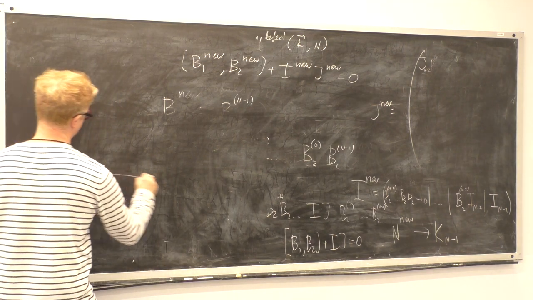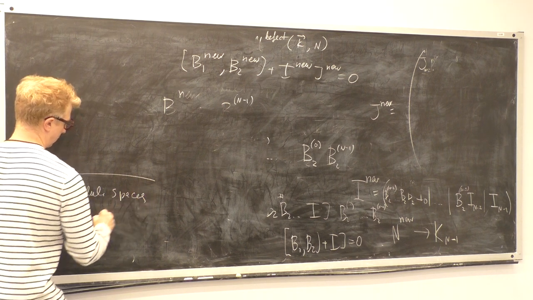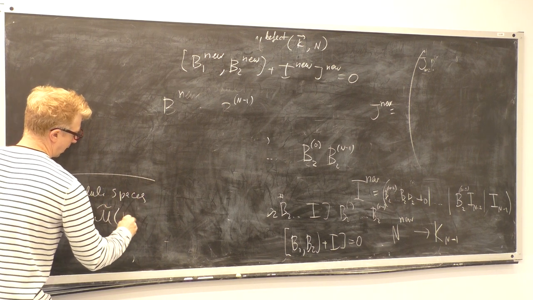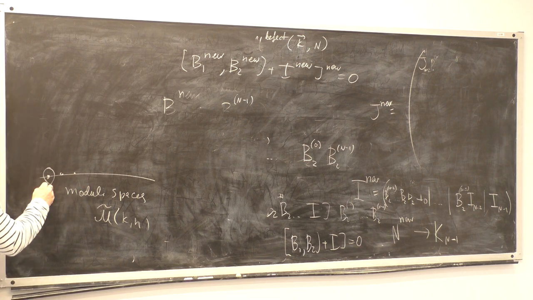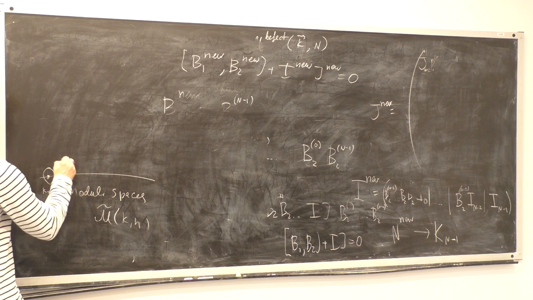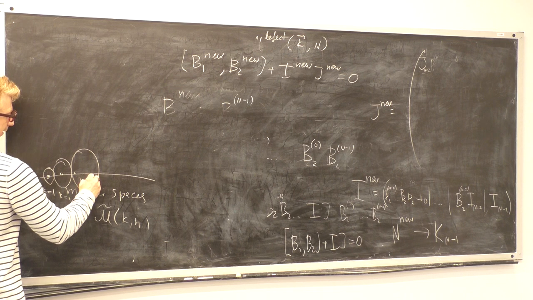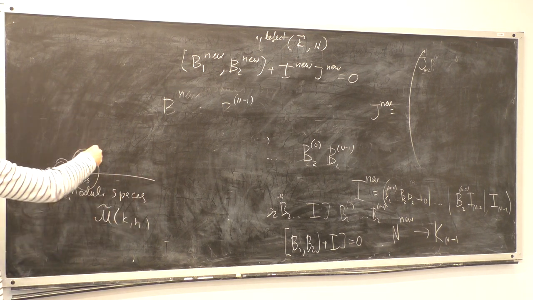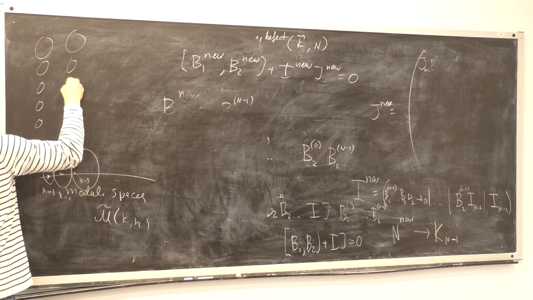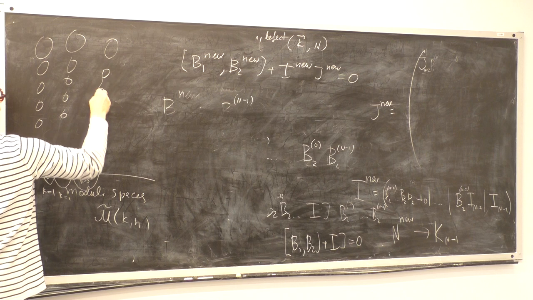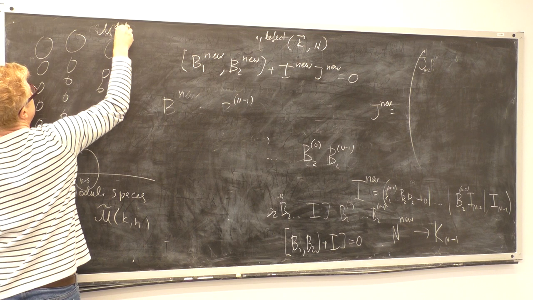So here are the moduli spaces M_{k,n}. When k varies, we have some small moduli space for k equals one. Then we have a bigger moduli space for k equals two, and an even bigger space for k equals three, and so on. And then on top of these moduli spaces, we have now even more complicated moduli spaces. Defects. So these are the moduli spaces of defects.